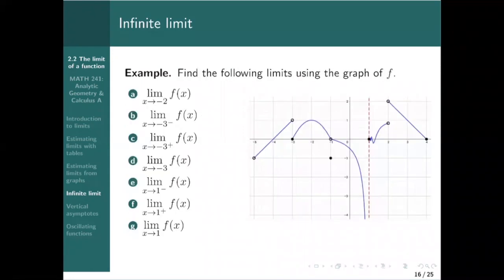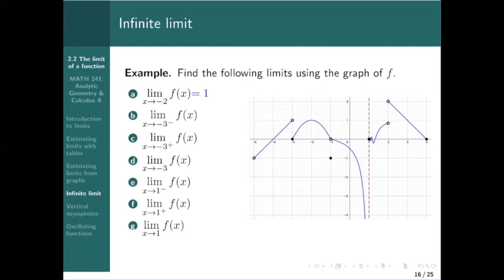In this example, we are given the graph of f, and we want to evaluate some limits. The first one is the limit of f of x as x goes to minus 2. So we take an open interval containing minus 2, and we want to see what happens with the graph of the function. Well, we observe that both from the left and from the right, the graph of the function is approaching this point, which has height 1. So the limit of f of x as x goes to minus 2 is equal to 1.